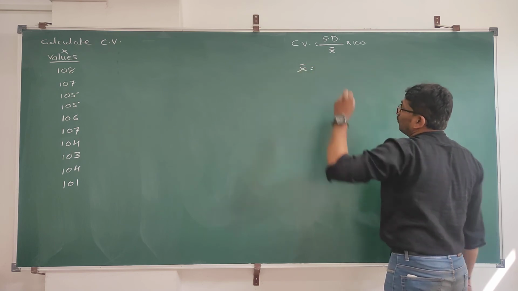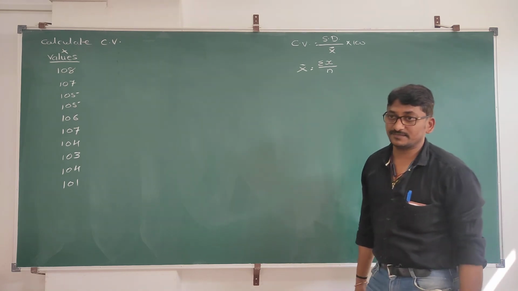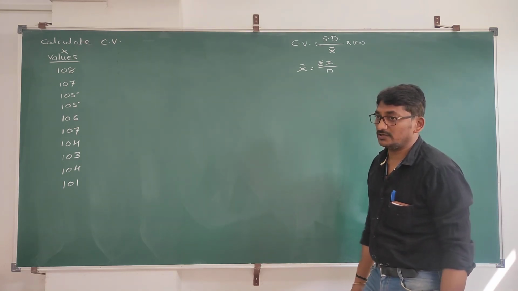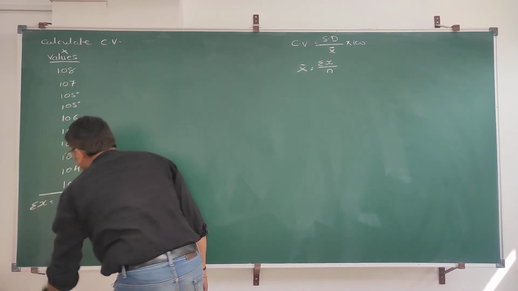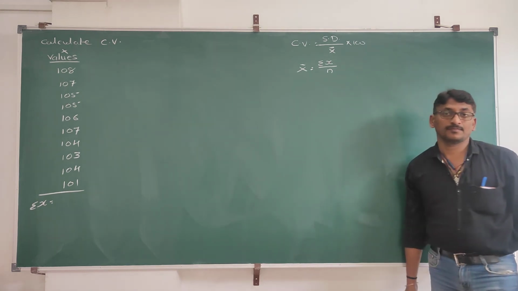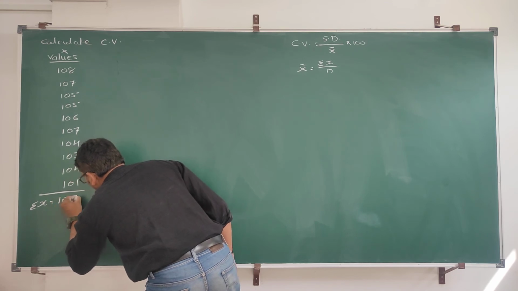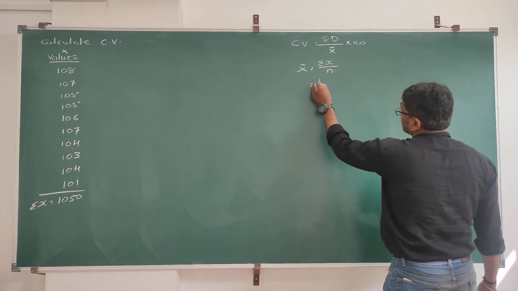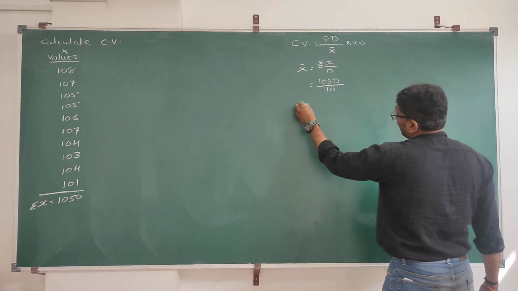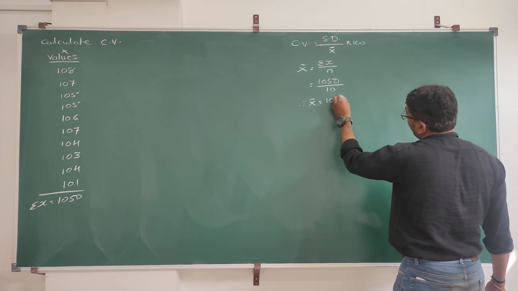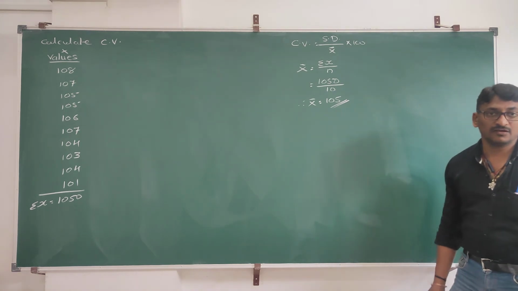What is the mean formula for ungrouped series? It is summation x divided by small n. Summation x is nothing but the total of x values. Make the total. How much? 1050. Solve this. 1050 divided by n value, which is 10. Therefore, your x bar value is 105. Correct? One part is over.